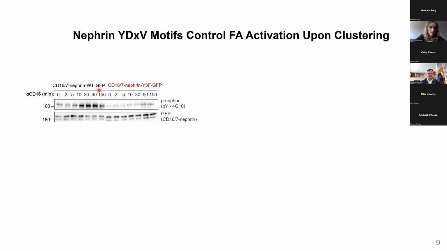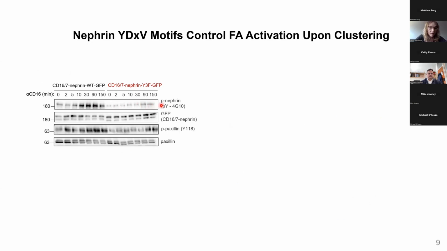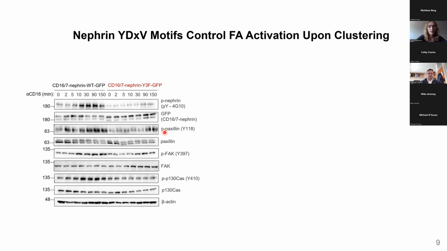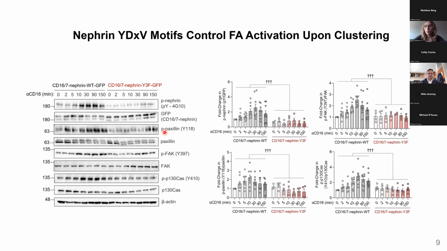And so just looking at some of the markers of focal adhesion activation, first off, with nephrin clustering, we do see phosphorylation of nephrin, and this does not occur with the Y3F mutant. We then looked at paxillin at focal adhesions and found that it was increased with clustering, but not with the Y3F mutant. And then same thing with FAK, same pattern as well. And this is focal adhesion kinase and P130Cas. This is quantified right over here. So this basically tells us that focal adhesions can also be activated.